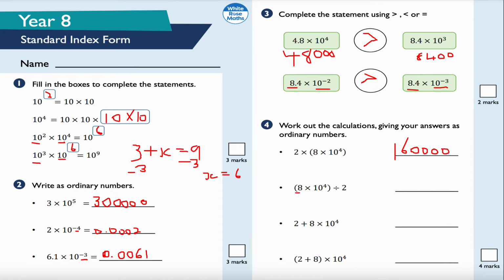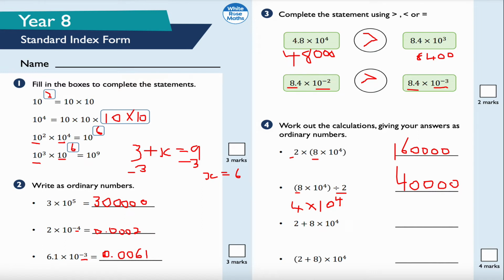The next one, 8 times 10 to the 4 divided by 2. Well, 8 divided by 2 is 4. So I've got 4 times 10 to the 4. So when I'm multiplying or dividing, what I'm doing essentially is just dealing with the numbers together and the powers separately. So 4 times 10 to the 4 is going to be 4 and then 4 zeros that follow that number. So it's 40,000.